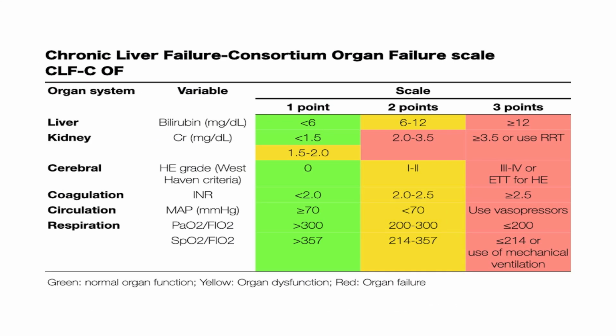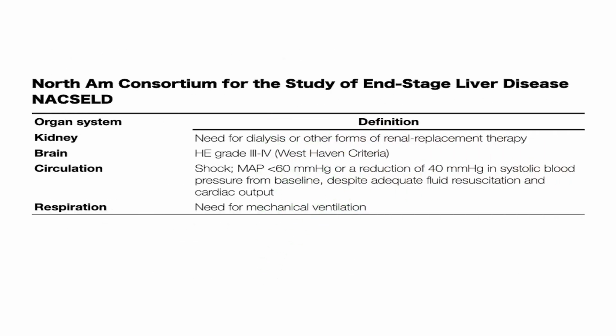This slide shows the diagnostic criteria for organ failures in the European definition, labeled in red boxes, in which bilirubin, creatinine level, hepatic encephalopathy grade, INR, mean arterial pressure, and the ratio of PaO2 to FiO2 are considered diagnostic cutoff parameters. The next slide shows the diagnostic parameters for the 4 organ failures in the North American definition, which are simpler and might be easier to memorize.